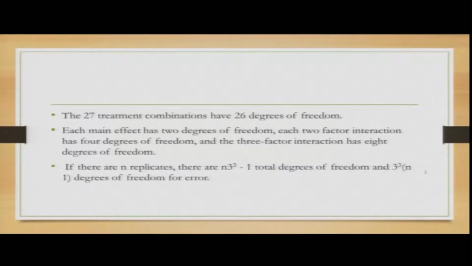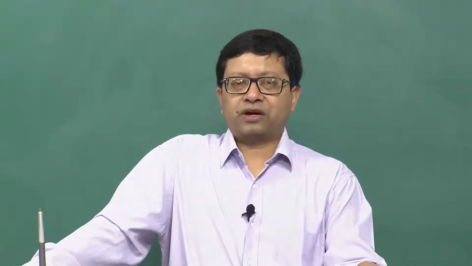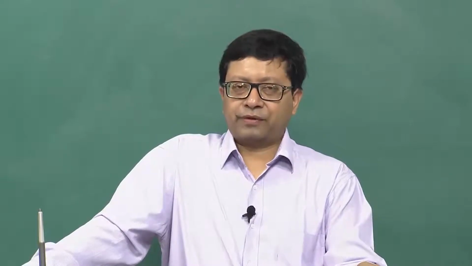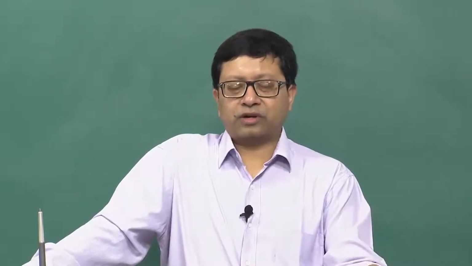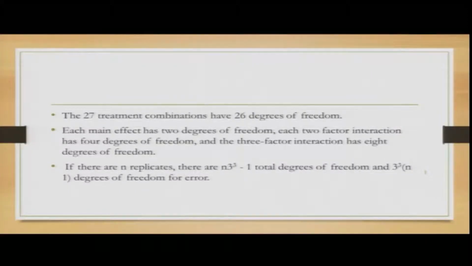If there are n replicates, that means you are trying to replicate it n number of times, the total number of degrees of freedom would be n times 3 to the power 3, that means 3 factors at 3 levels, multiplied by n number of replicates, minus 1, because you will always lose 1 degree of freedom. The total degrees of freedom for the other case would be 3 cubed times (n minus 1), depending on the combinations you are going to take.